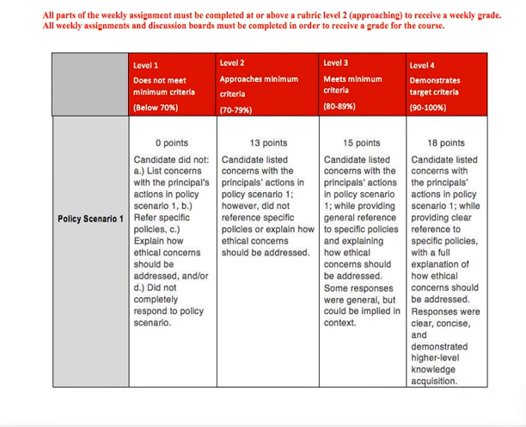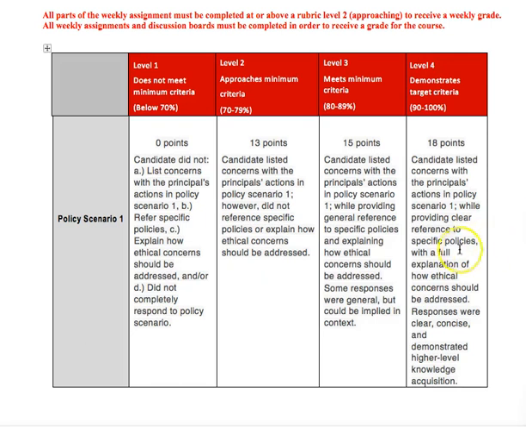This week, you're going to be looking at some policy scenarios. This is the rubric for those scenarios. Please look at level 4. This is where you want to be. When you start looking at how your IA takes points off, it's going to probably be between level 3 and level 4. So really make sure that you look at the difference between level 3 and level 4.